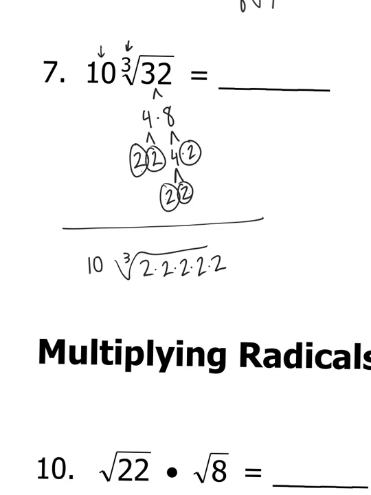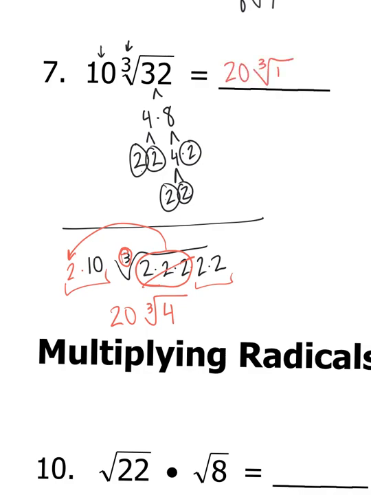There they are. My index says that I need groups of 3 to be able to remove a number. So I have, here's a group, 3 2's, so I can take 1 2 out. And then since these guys can't come out, they are multiplied back together and they stay on the inside. And on the outside, I have 20 when I multiply back together. So my answer for 7 is 20 times the cube root of 4.